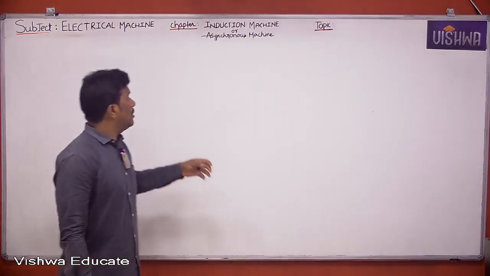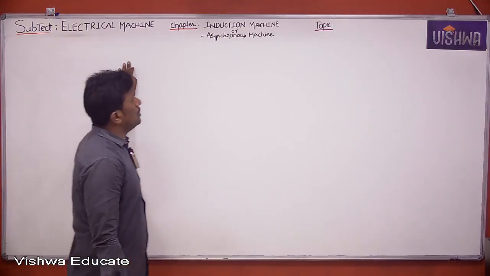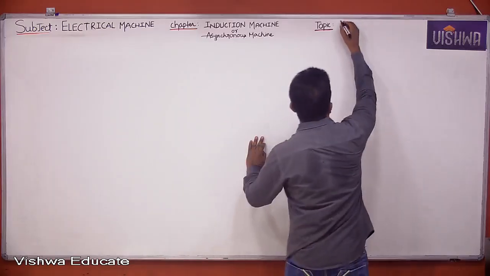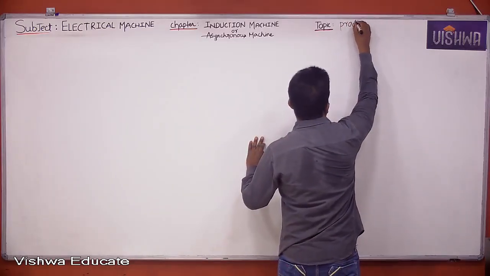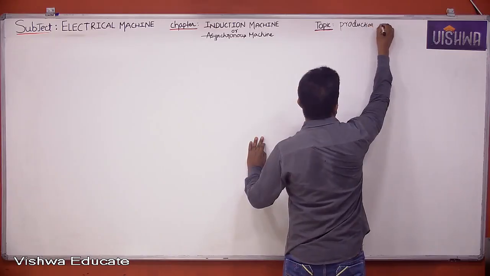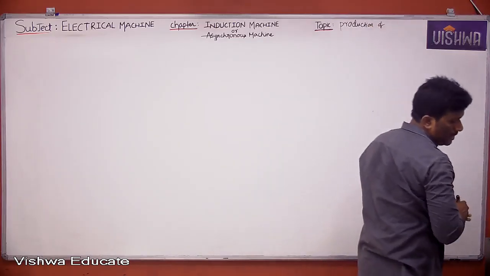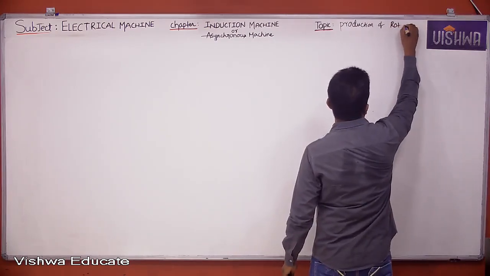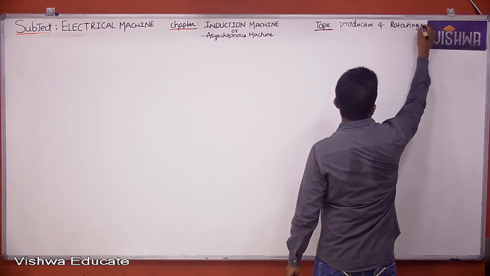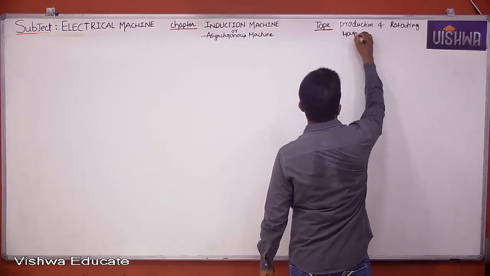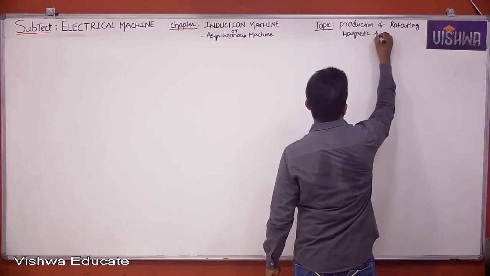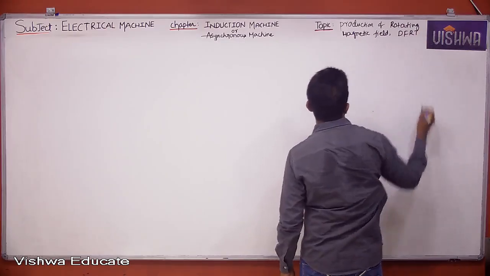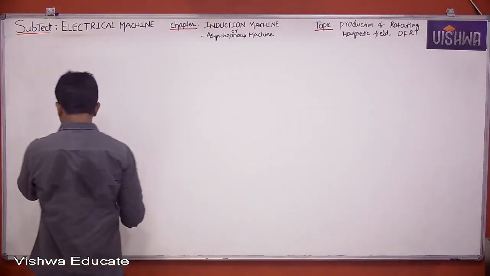In this session, we'll discuss production of rotating magnetic field in an induction machine. Let me write here: production of rotating magnetic field, or I can say RMF. Next we'll discuss the double field revolving theory also.